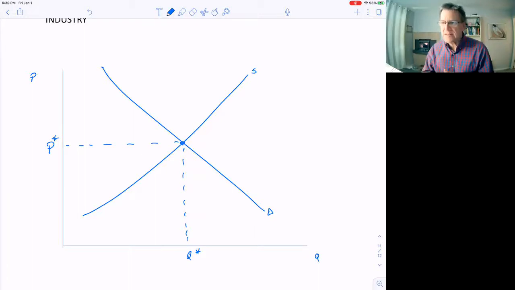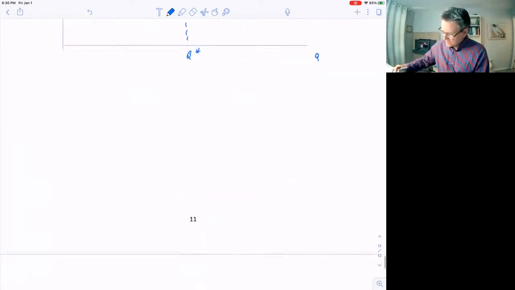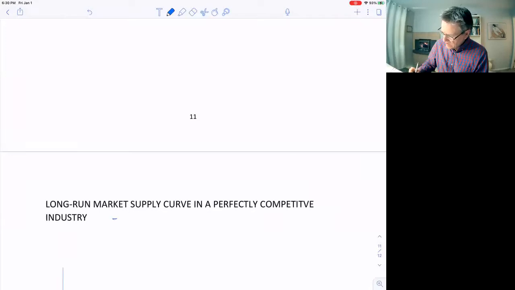Now, this model is simpler if we say all firms are identical, so they all have the same marginal cost curves. So that's the short run, what happens in the short run. But in the long run, all costs are variable.